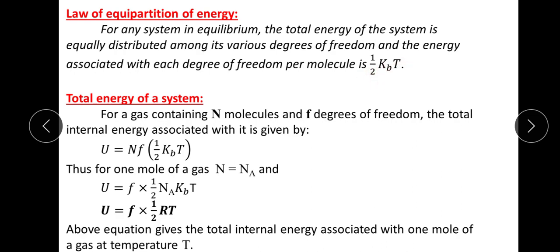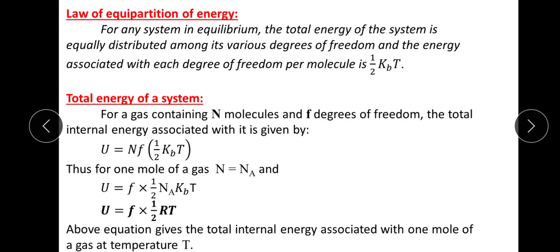Suppose we consider a monatomic gas. For a monatomic gas, we know that the degrees of freedom is equal to 3, which means the total internal energy of that system is equally distributed in 3 ways. That is what the law of equipartition of energy says. Now, the total energy of the system.